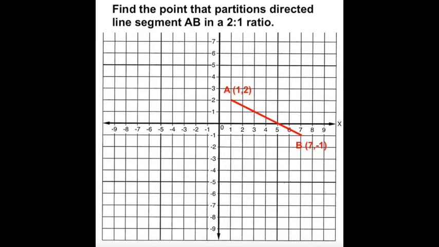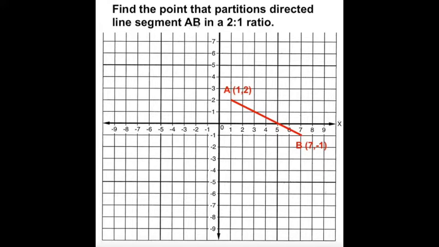In this video, we're asked to find the point that partitions directed line segment AB in a 2-to-1 ratio. Now there's a few words that are important here. First off, partitioning. Partitioning just means to split into different pieces, and the pieces are equally sized. A directed line segment is one in which the order of the points matters.